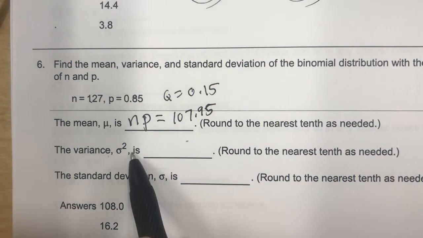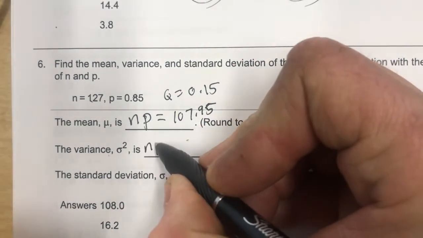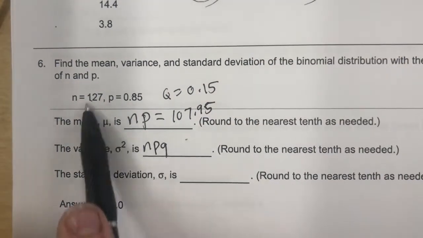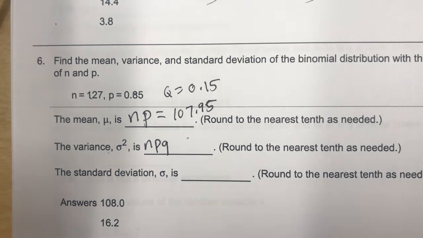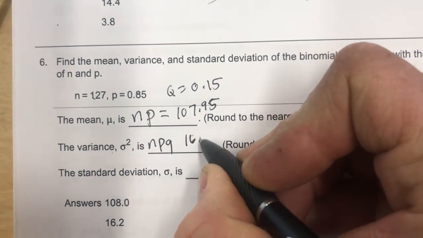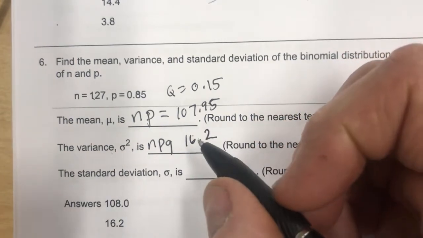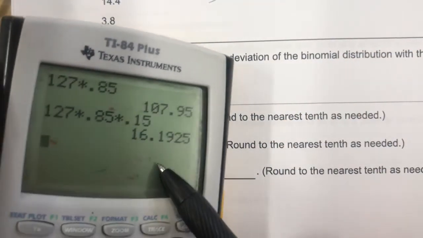Okay, find the variance. That's n times p times q. So multiply all three of those: 127 times 0.85 times 0.15. And that comes up to 16.19, which rounds to 16.2.